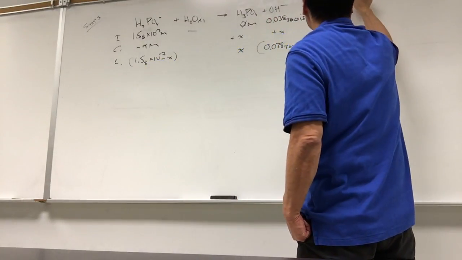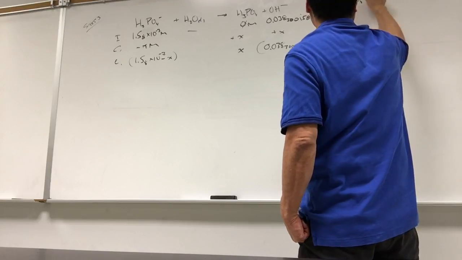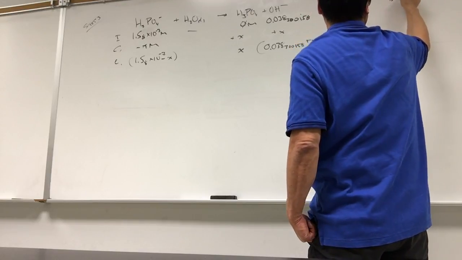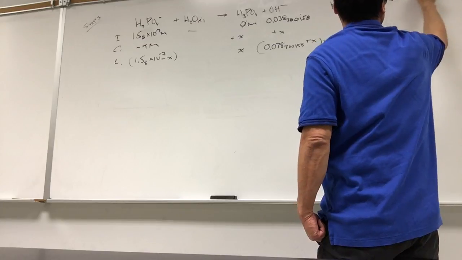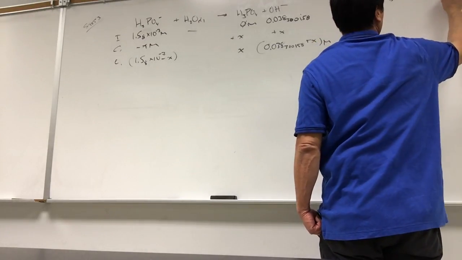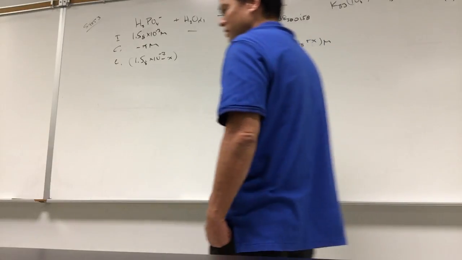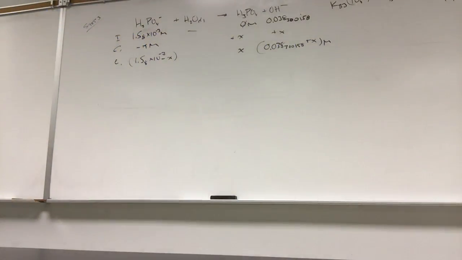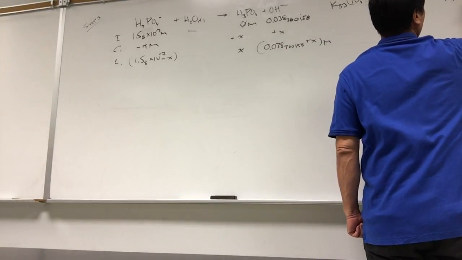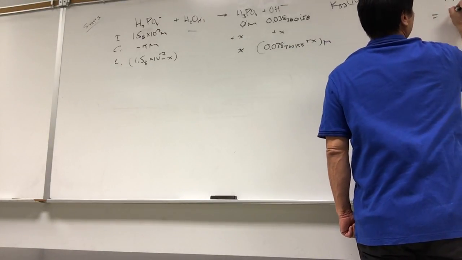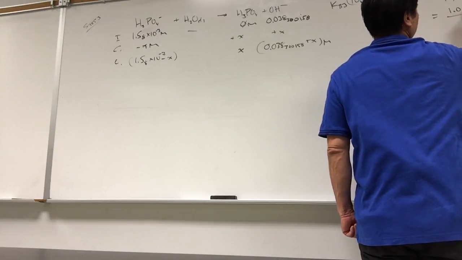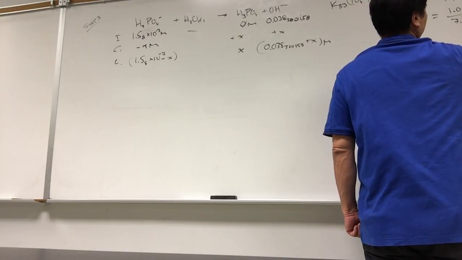This is Kb3 for phosphate. The Kb3 for phosphate is equal to Kb for dihydrogen phosphate, which is equal to Kw over Ka for the conjugate acid. What is the conjugate acid for dihydrogen phosphate? Phosphoric acid. So this is 1.0 times 10 to the minus 14 divided by 7.1 times 10 to the minus 3.